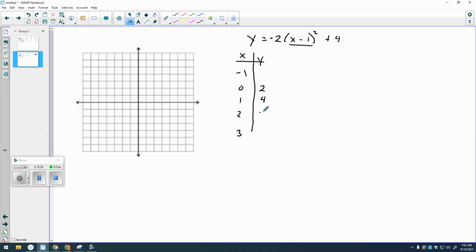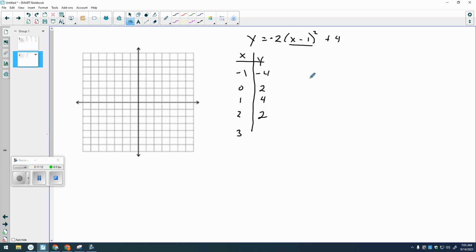My pattern has to repeat down here. When x is a negative 1, negative 1 minus 1 is a negative 2. Negative 2 squared is a positive 4. Positive 4 times a negative 2 is a negative 8. And a negative 8 plus 4 is a negative 4. Just want to double check. Negative 1 minus 1 is a negative 2. Negative 2 squared is a positive 4. Positive 4 times a negative 2 is a negative 8. Plus 4 is negative 4.